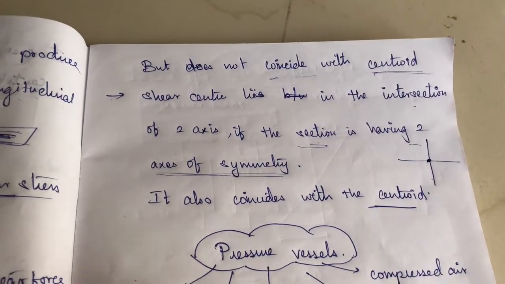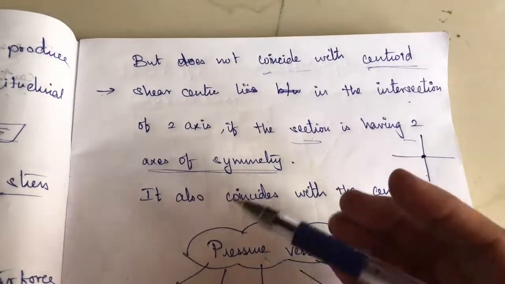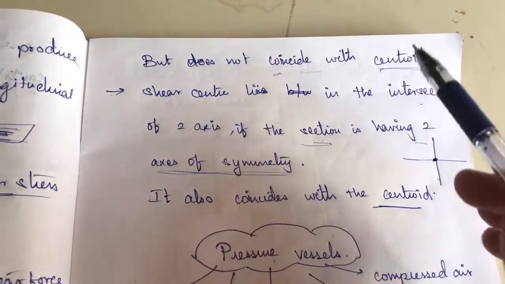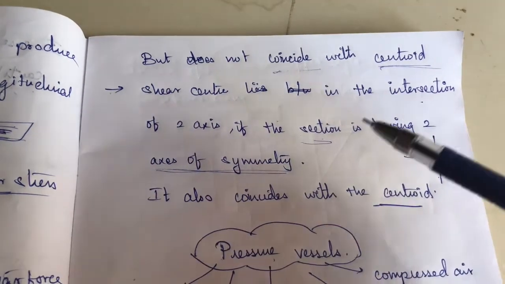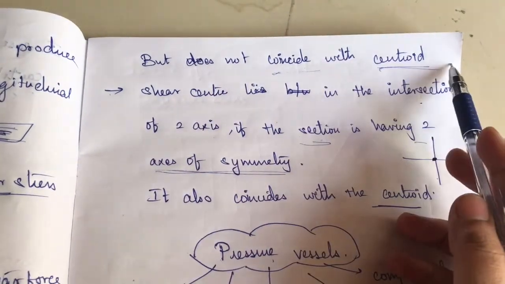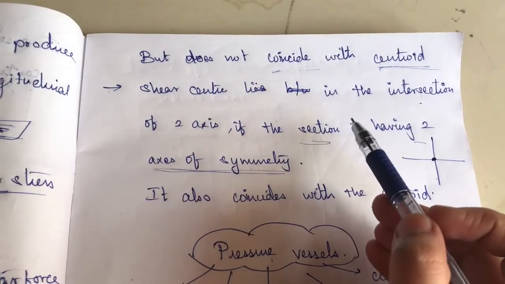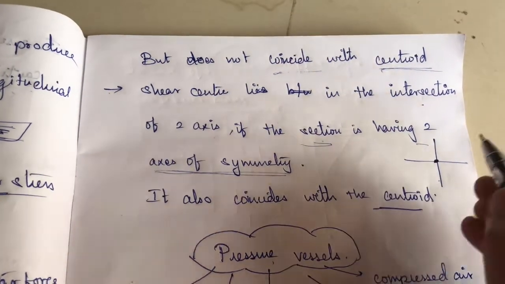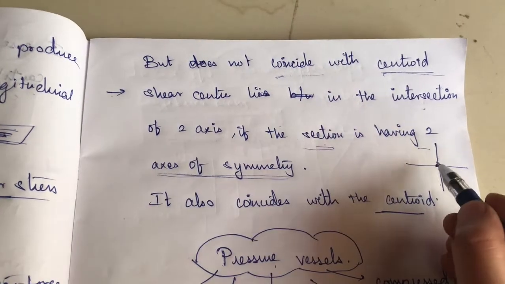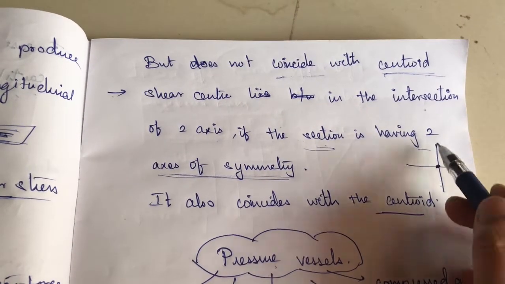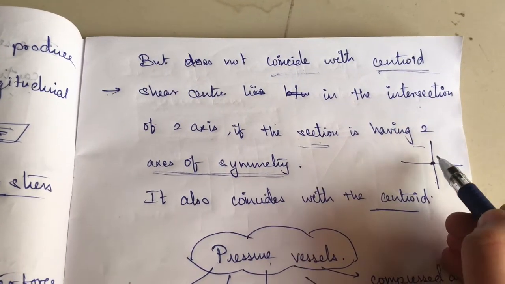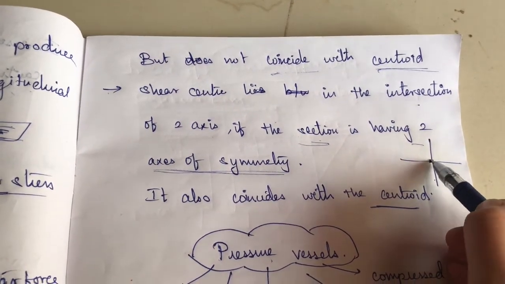So there are two things here. The section is symmetrical about any one axis means the shear center will lie on that one axis and it does not coincide with the centroid. Whereas the section is symmetrical about two axes means the shear center will lie at the point of intersection of these two axes and it also coincides with the centroid.